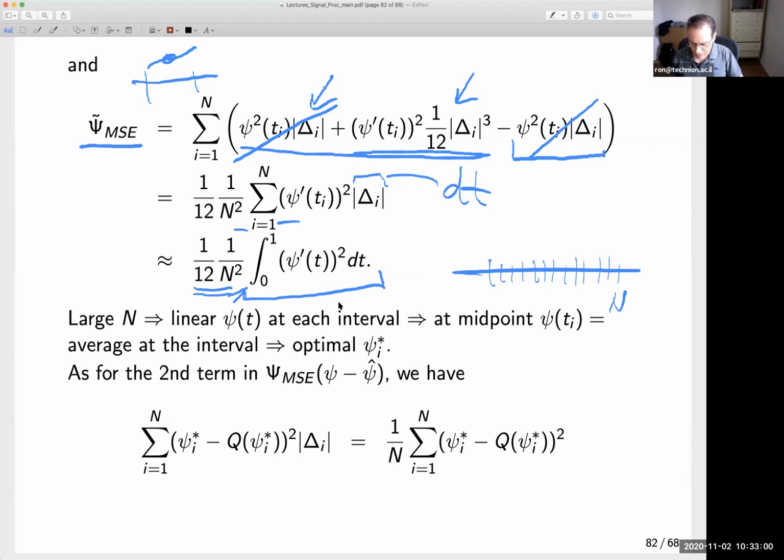Okay. Now for large n, what we say is that we can assume psi to be linear at each and every interval. So it means that I can approximate phi of psi as the average point, as the midpoint at each and every interval, which is the optimal psi star. I mean, this is the optimal psi for each and every interval. And for the second term, which is now taking these values and quantizing here, what I have is this error that I would analyze afterwards.